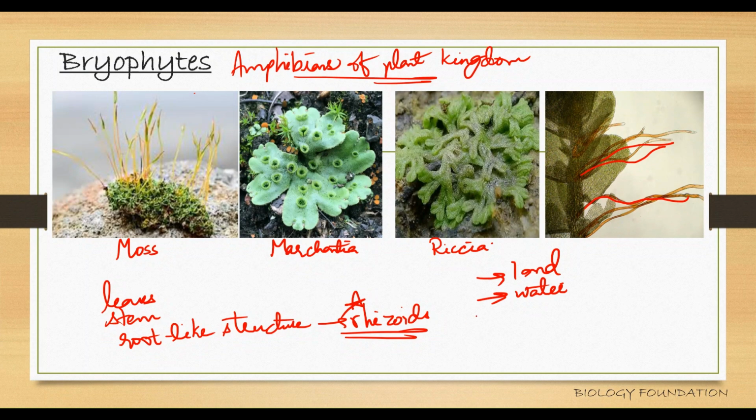And how is the reproduction? Reproduction occurs by spores because seeds are not present. I told you cryptogams or non-flowering plants do not produce flowers or seeds. Then how is the reproduction? It is through spores. Okay.